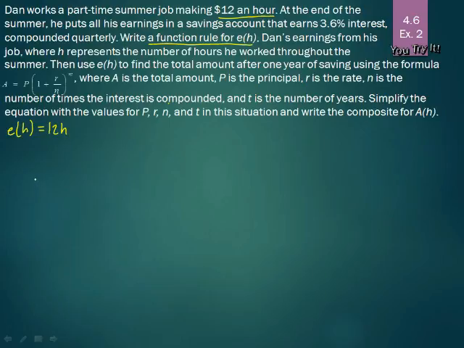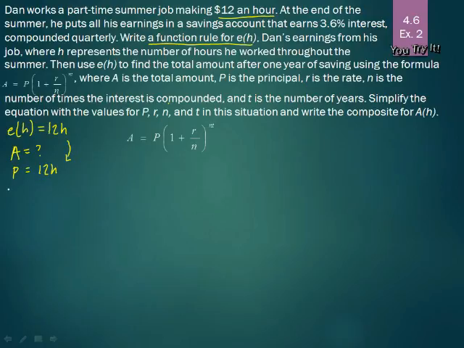And then for the other equation, I'm just copying it again here. So let's go through each of the variables and say what they'll be. The amount, we don't know that yet. That's going to be his earnings with interest. P is the amount he's going to make, and we don't know that other than that it's going to be our E of H function, because that's also how much he makes. So we can just plug in there, that's going to be 12H. And that's where our composition is going to come in.